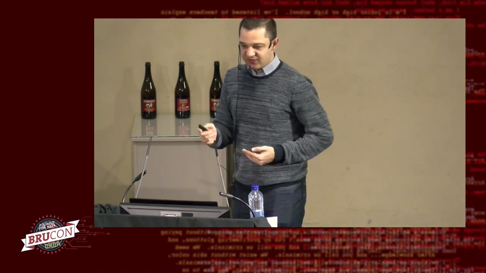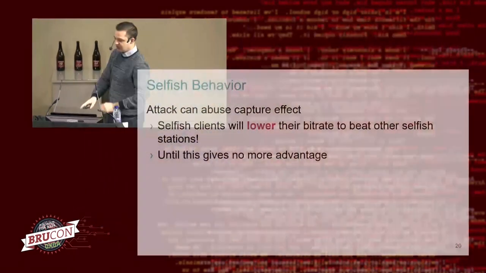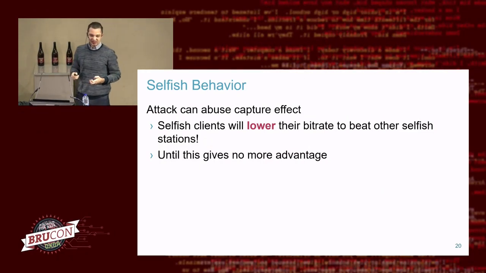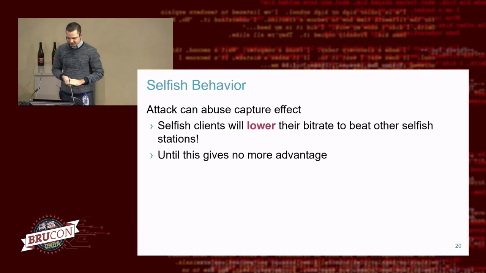And the same idea applies to Wi-Fi as well. And the attacker can abuse this. If there are two selfish stations that are competing, one selfish station will lower its own bitrate to increase the quality of its own signal, basically. And this results in a cat and mouse game where the first selfish station will lower its bitrate, meaning that the frame it sends will now get decoded properly. But in turn, the other selfish station will also start lowering its bitrate to increase the quality of its signal.